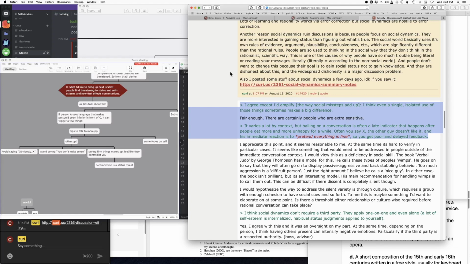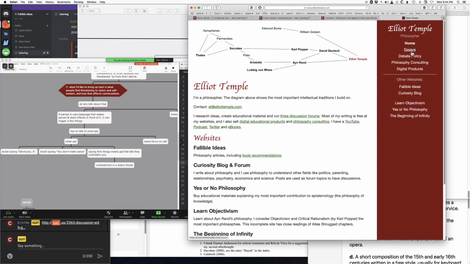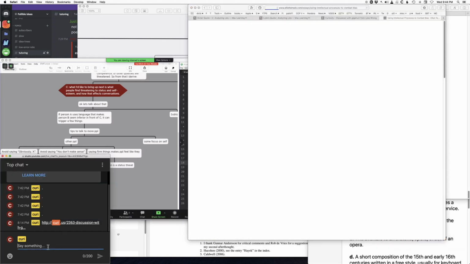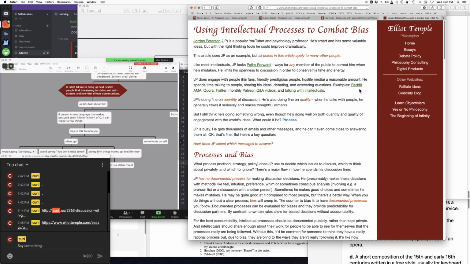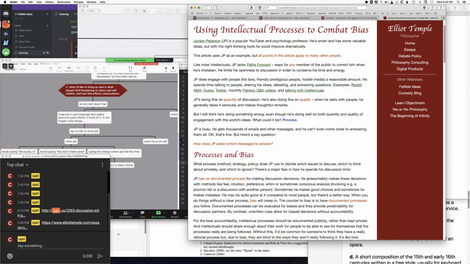Specify ways you can get their attention. That is one of the things I talk about in some of my Paths Forward related articles, like using intellectual processes to combat bias. I'll put the link in chat. Yeah, so I talk about that kind of thing in this article and some of the other articles. And people could come up with filters.